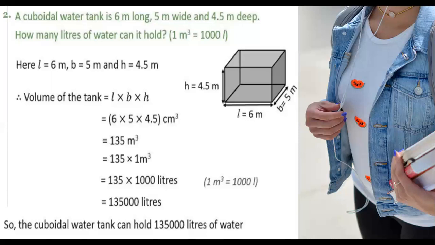We get the volume of the tank in meter cubes and we need to convert it into liters. So we can write this as 135 meter cube as 135 into 1 meter cube. As we know that 1 meter cube is equal to 1000 liters. So 135 into 1000 liters, that is 135,000 liters.